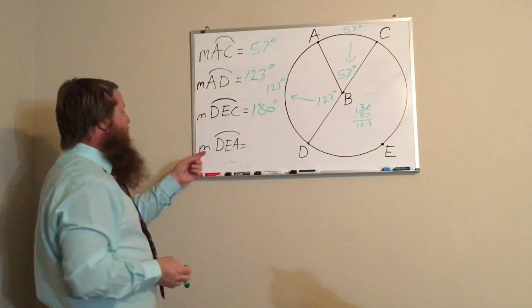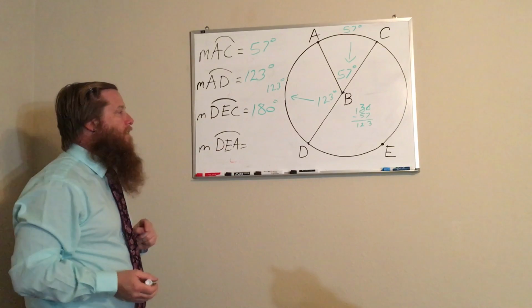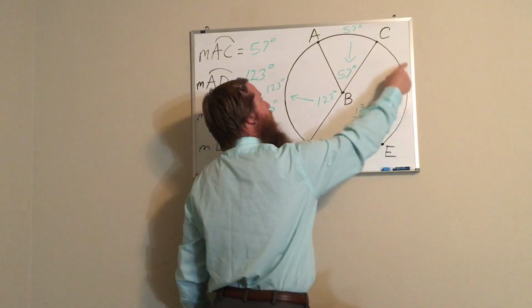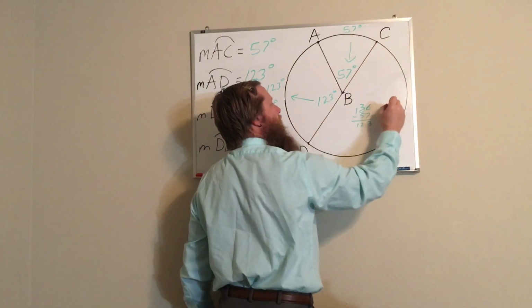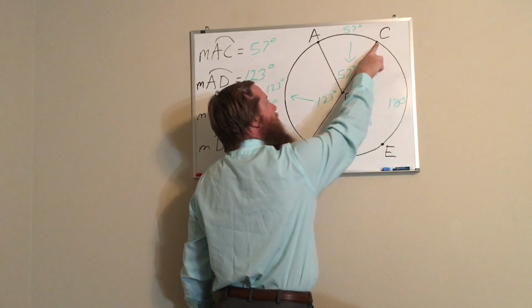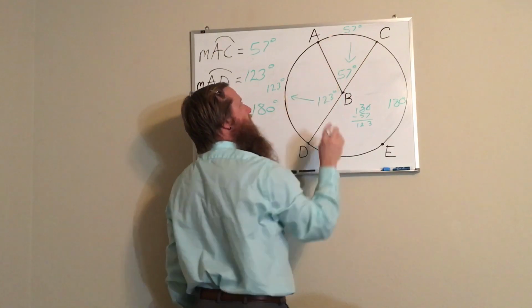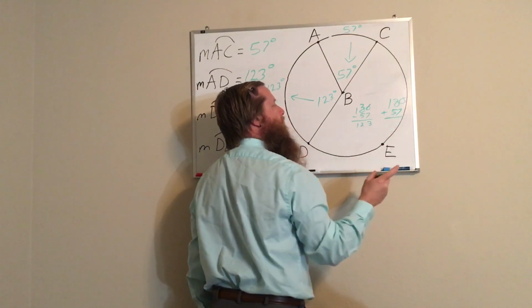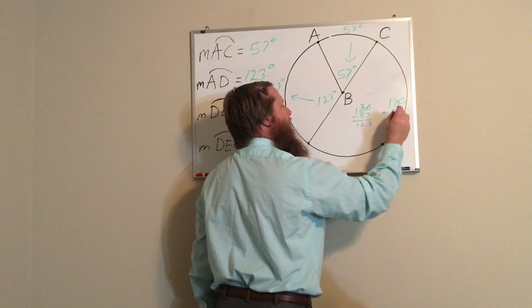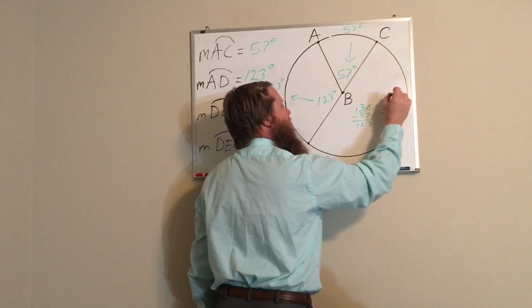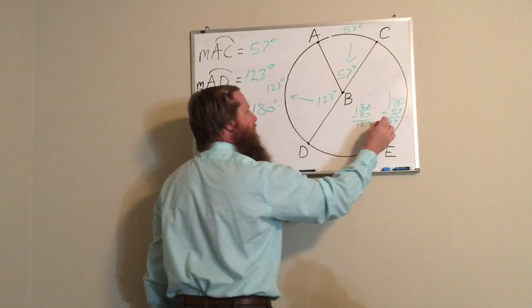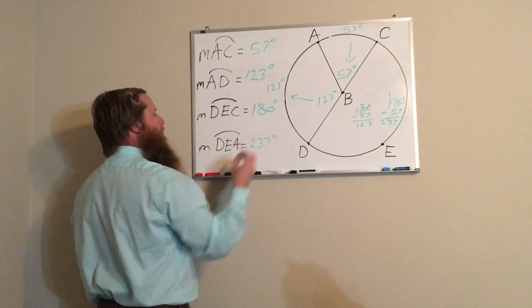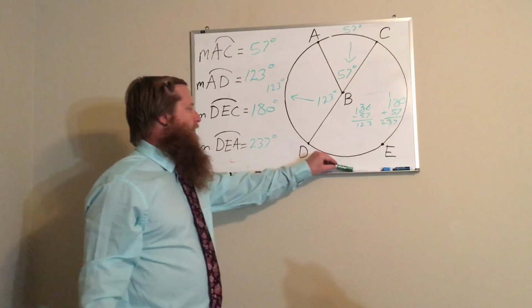And the last one we see here, the measure of arc DEA. We start at D, we walk to E, we go all the way, well, I just noticed that I've gone 180, but as I continue past C, I go an additional 57. So we're really doing 180 plus 57. And we work this out, and I believe that we get 237 degrees for the measure of arc DEA.